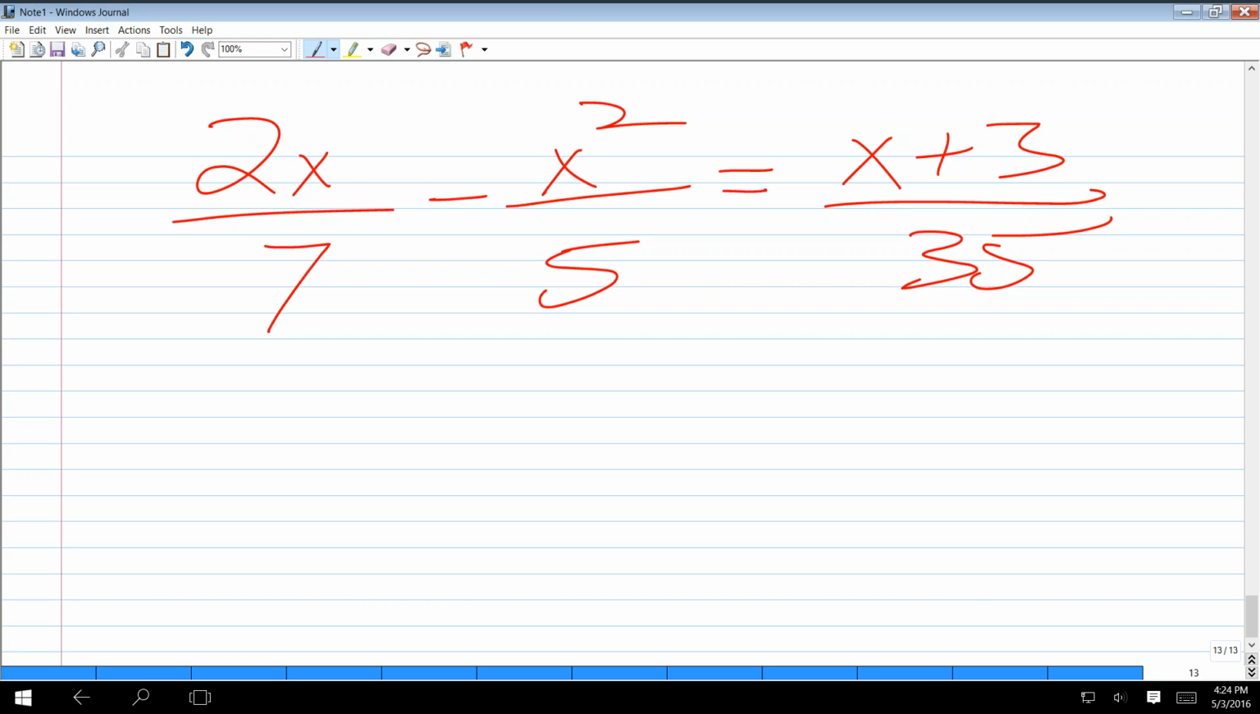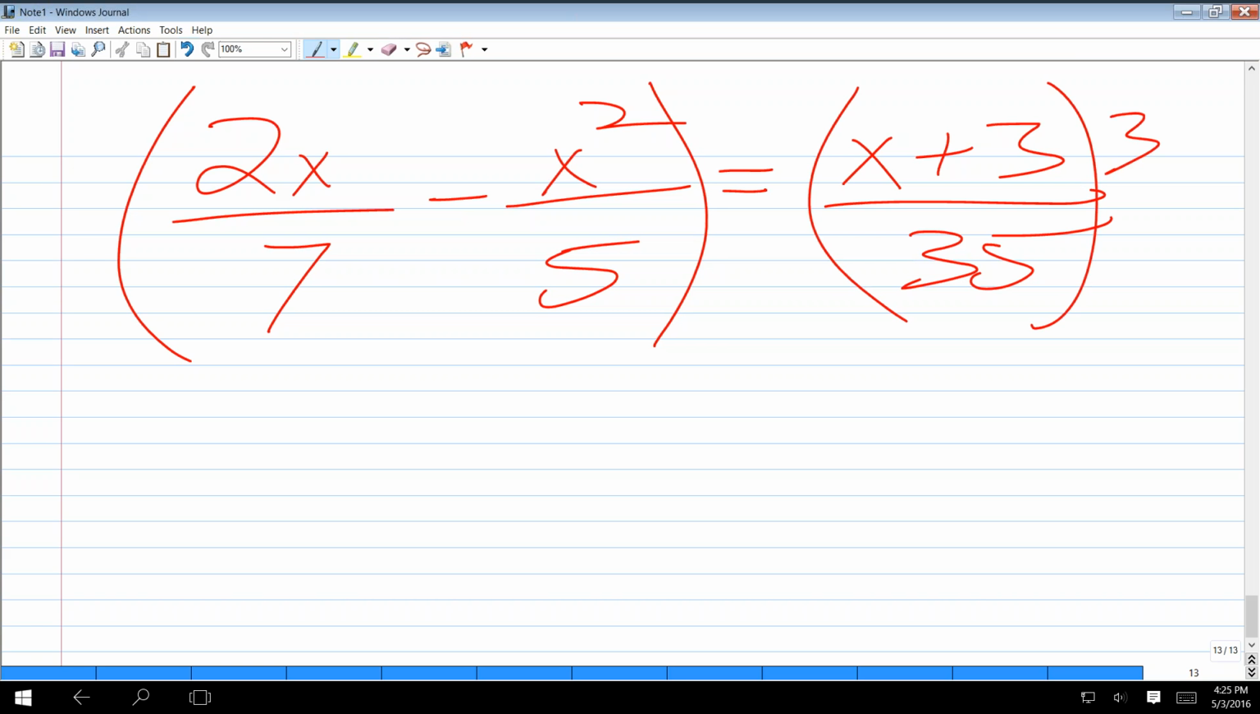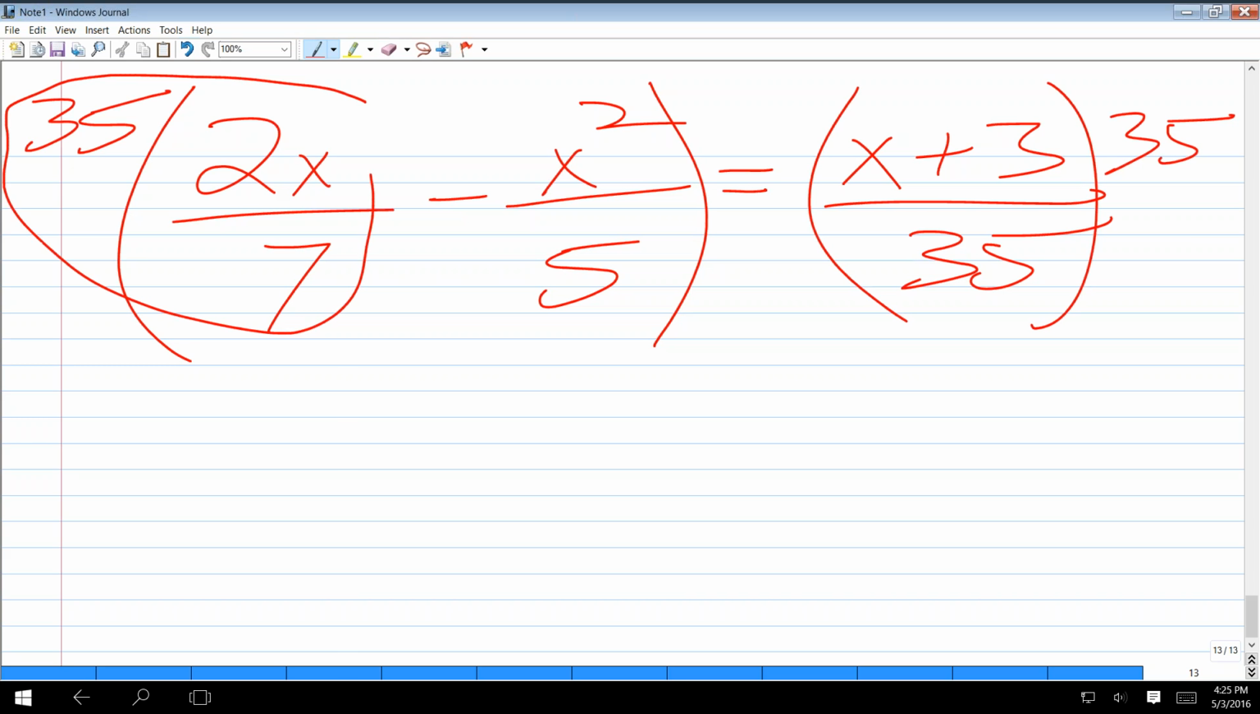No. I have found the number 35 that if I multiply both sides of the equation by 35, all my denominators are going to go away. That's the trick. You need to find the least common denominator between these 3 denominators. And if I multiply by 35, both sides of the equation, well, what's this term? That's just going to be 2x, right? Well, it's 35 divided by 7 is 5, so it's 5 times 2x.